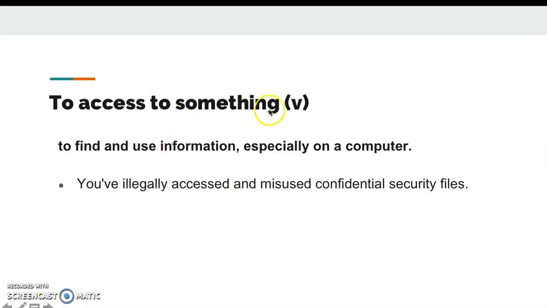So to access something is to find and use information, especially on a computer or an electronic device. For example, you have illegally accessed and misused confidential security files. I have illegally reached the information.